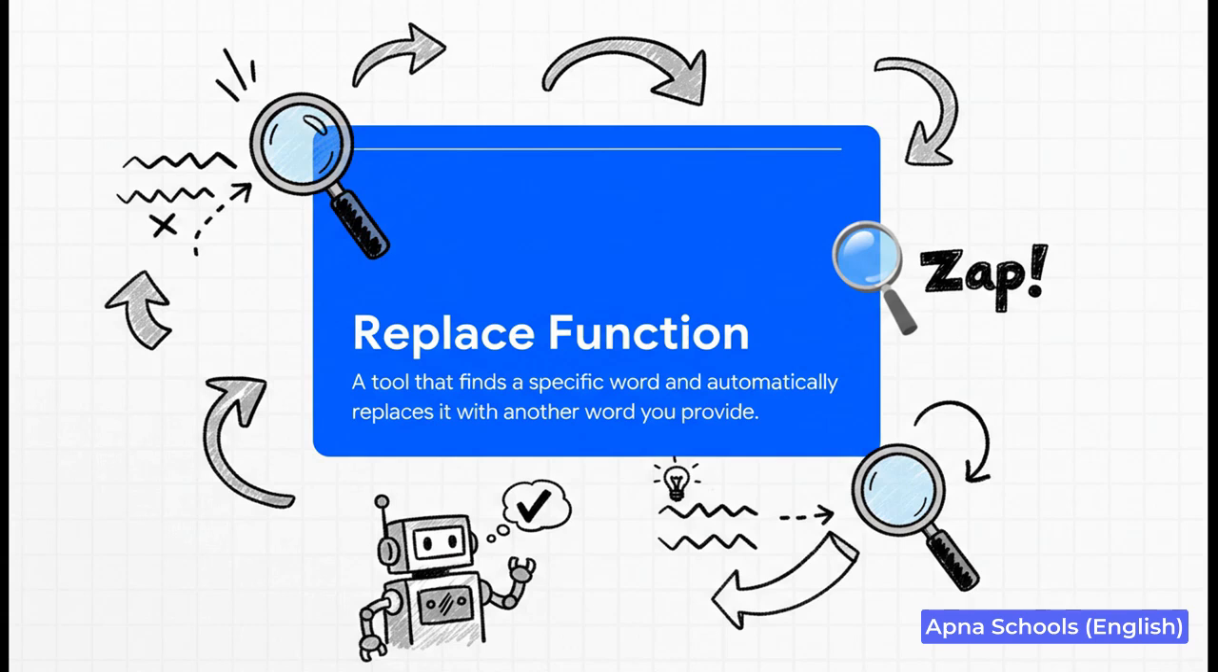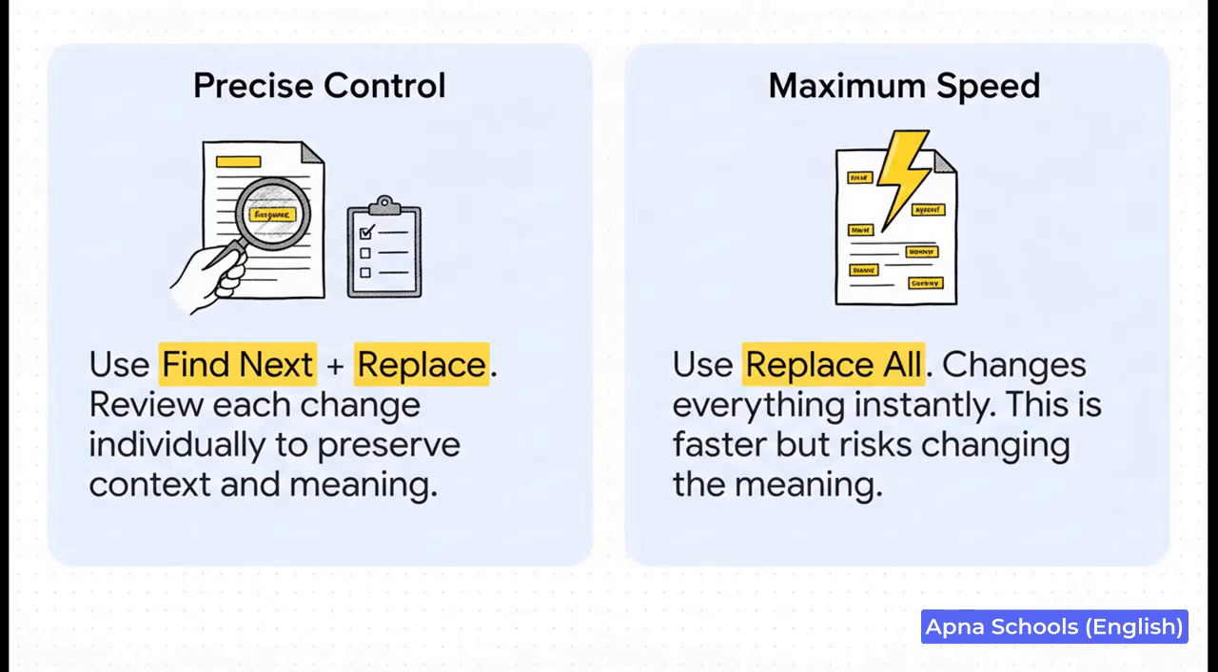It's kind of like having your own personal, super fast editing assistant. But here, you've got a choice between two very different ways to do it. On one hand, you've got precise control. This is where you use Find Next and then Replace to check out each change one by one. It's perfect when the context of the word really matters. On the other hand, you've got maximum speed. That's the Replace All button. One click and everything changes instantly.